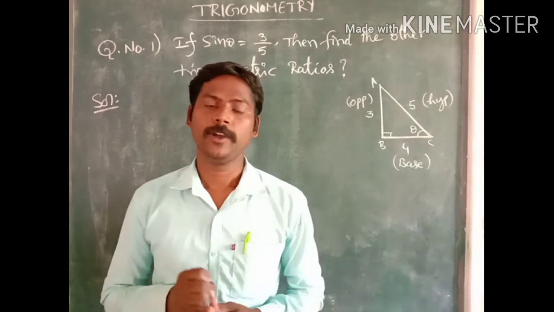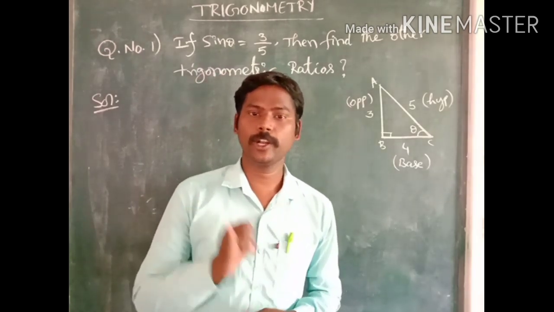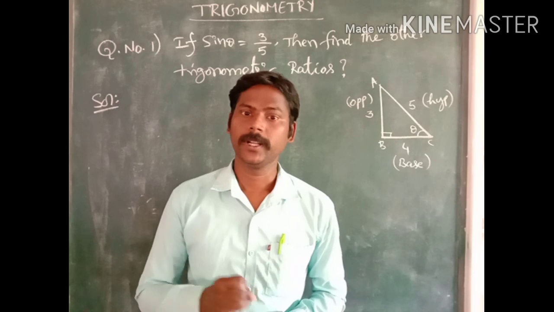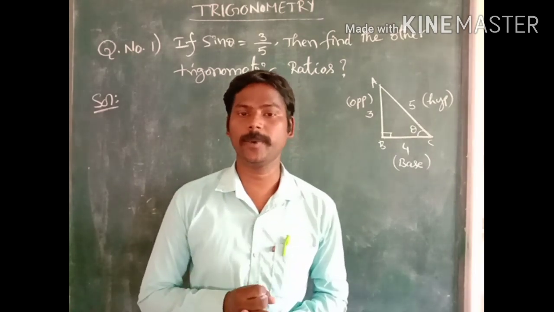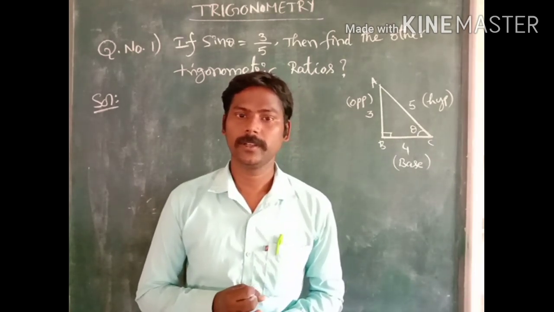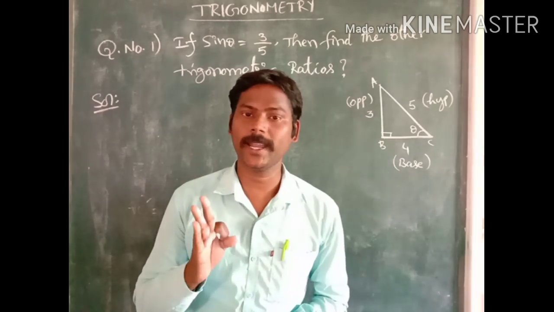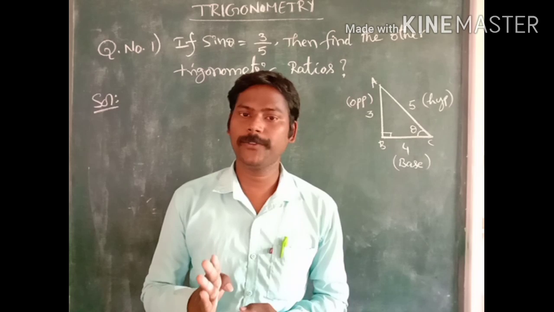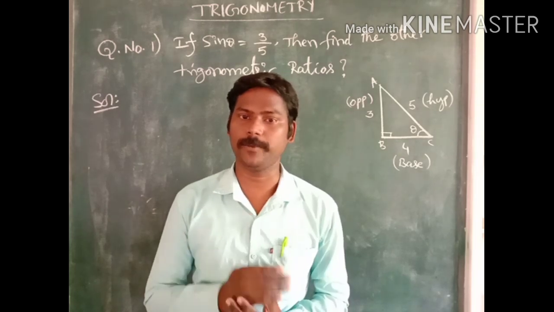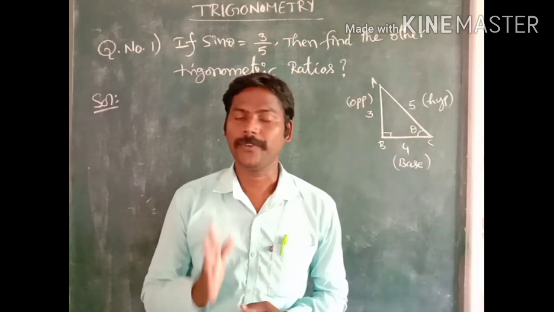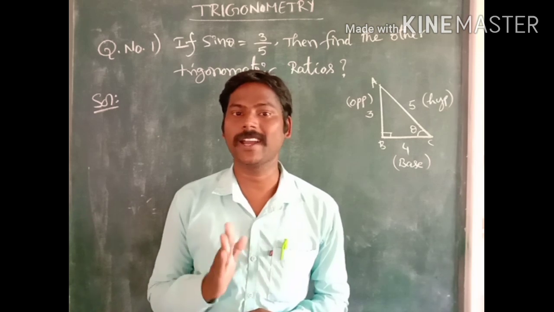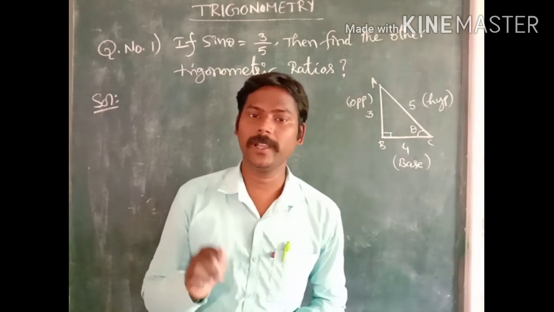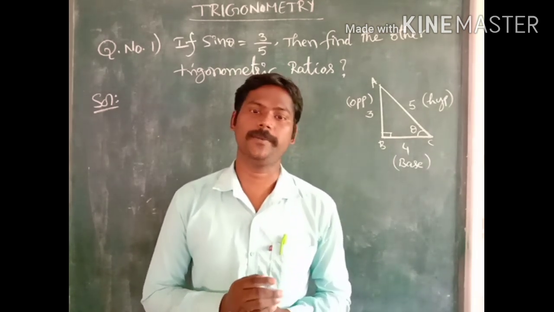What are they? First of all, which trigonometric ratio is given? Second, the definition of the trigonometric ratio. Third, a rough diagram of the right angle triangle. Fourth one, identify the given values on the rough diagram. Fifth point, find the third side or unknown side with the help of Pythagoras theorem.